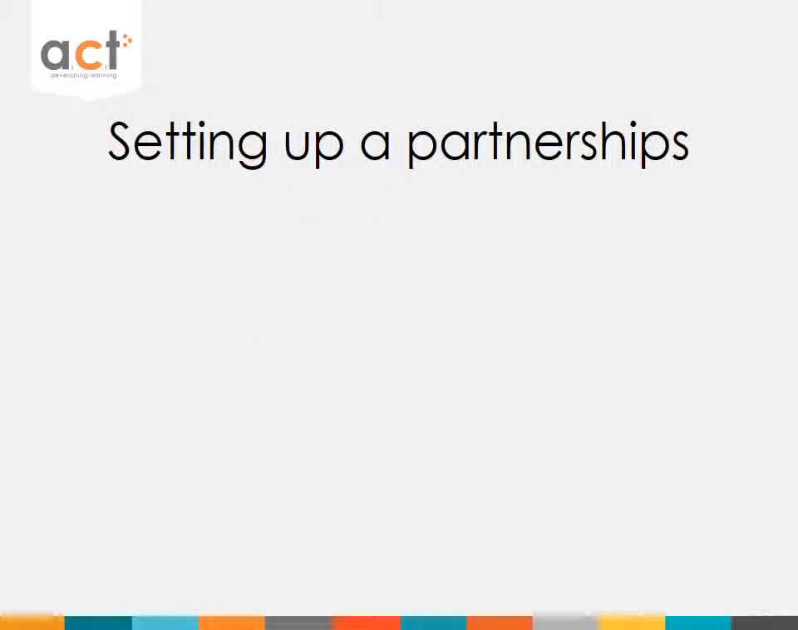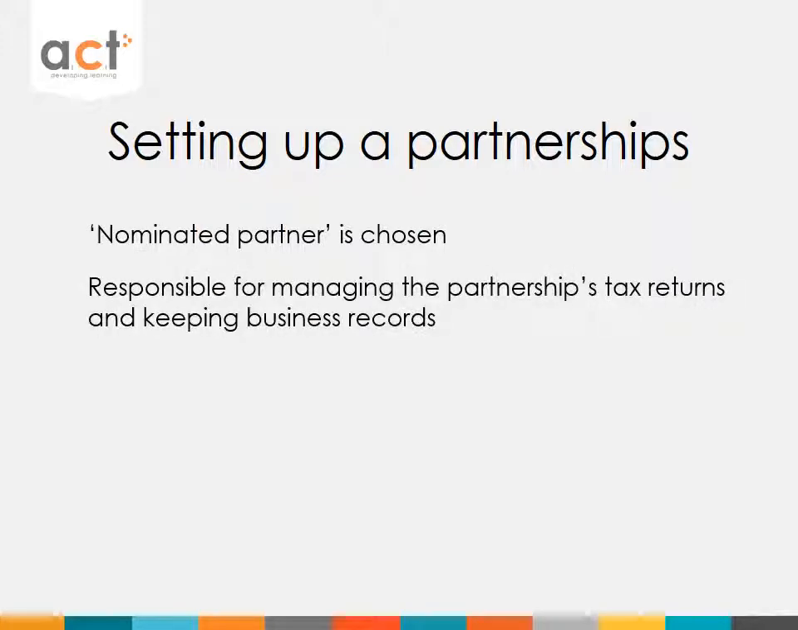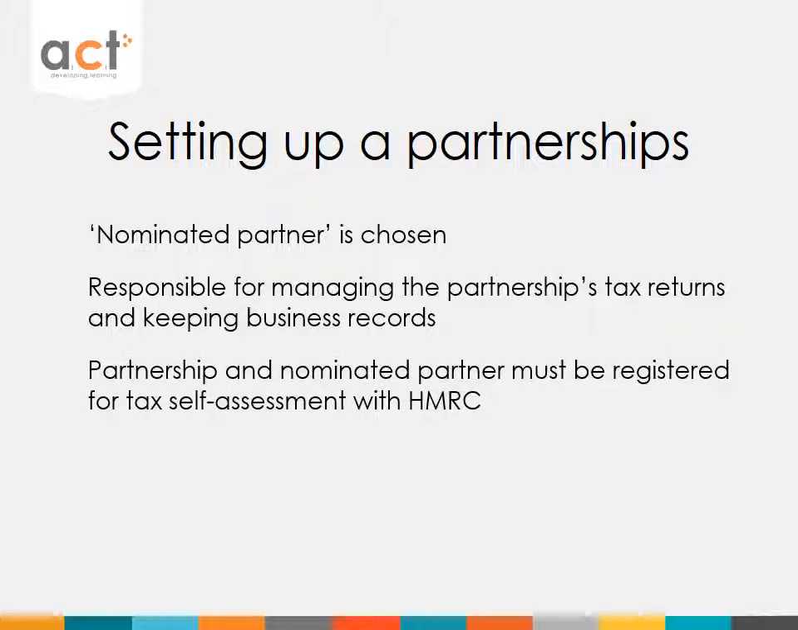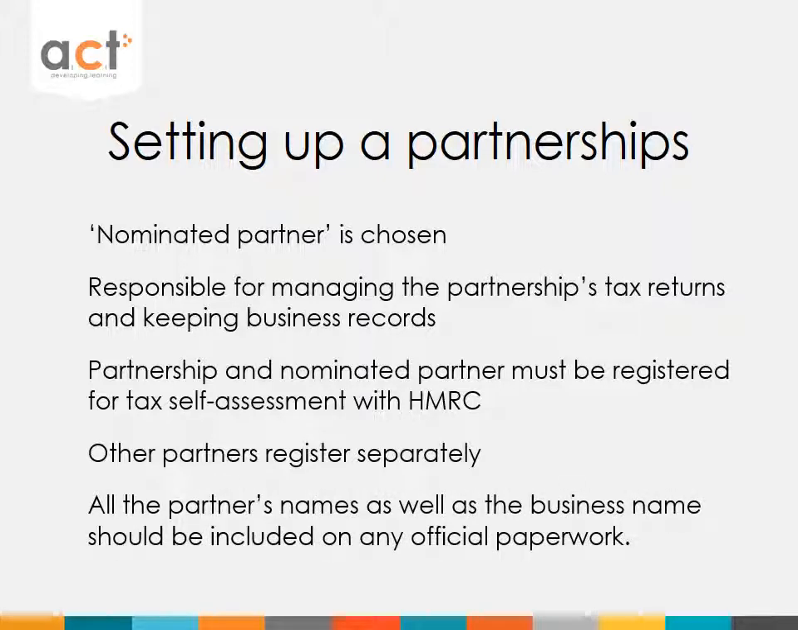To set up a partnership, a nominated person is chosen. This person is responsible for managing the partnership's tax returns and keeping business records. Partnership and nominated partner must be registered for tax self-assessment with HMRC. Other partners register separately. All the partners' names, as well as the business name, should be included on any official paperwork.